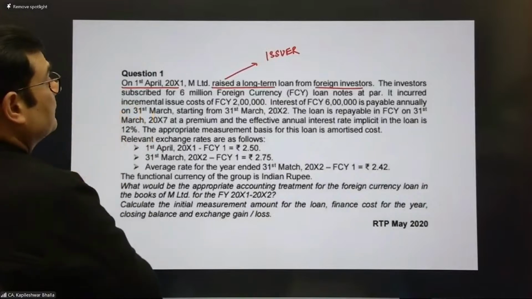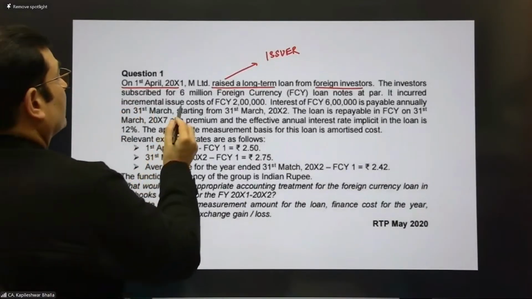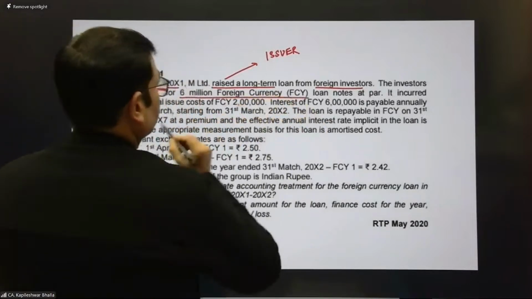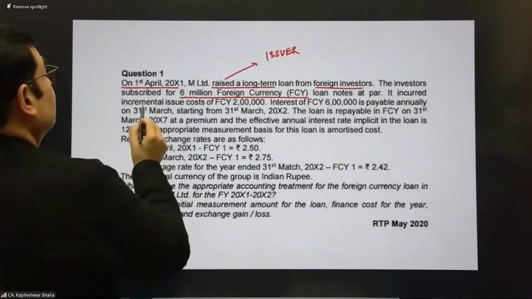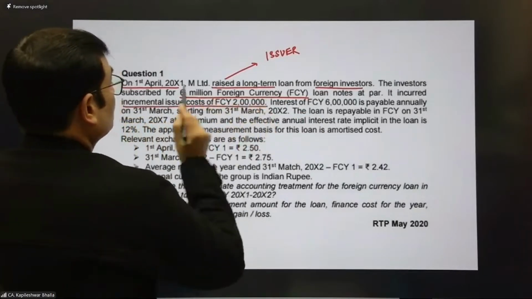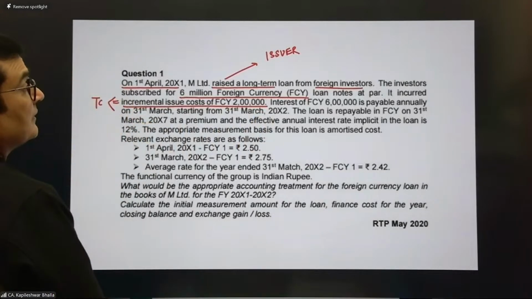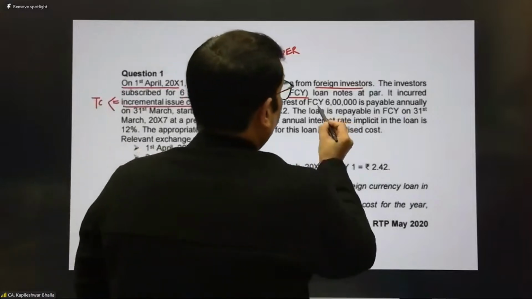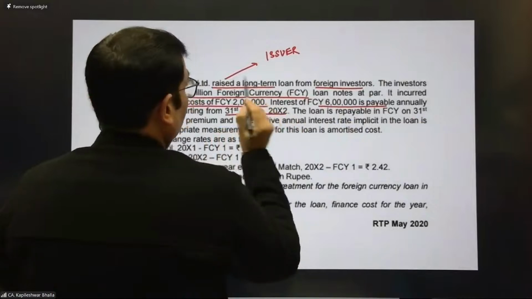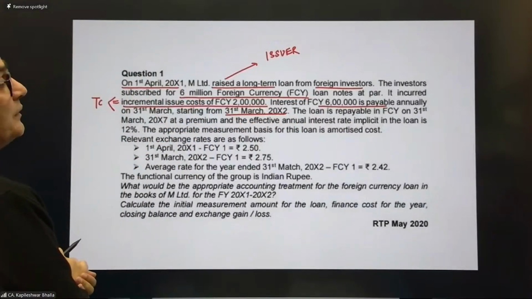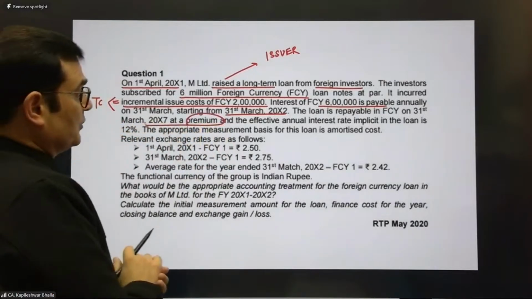So it says on 1st April, M raised a long-term loan from foreign investors, and the investors subscribed for 6 million foreign currency loan notes at par. It says it incurred an incremental issue cost of 2 lakh foreign currency units, which is nothing but supposed to be a transaction cost. Interest of 6 lakh is payable annually on 31st March, starting at the end of the first year, March X2. The loan is repayable on March X7 at a premium.